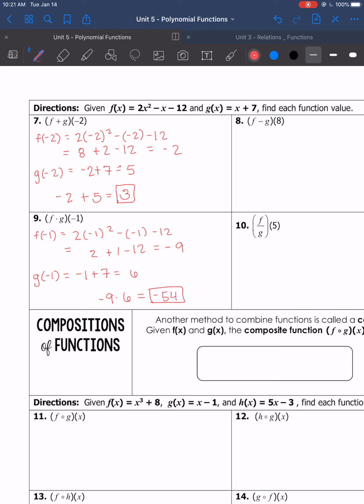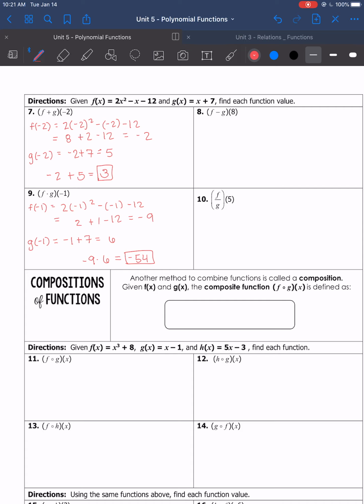You would do the same thing, same idea with subtraction and division. Number 8 and 10. So that's a way of combining functions using basic operations that we're already aware of.